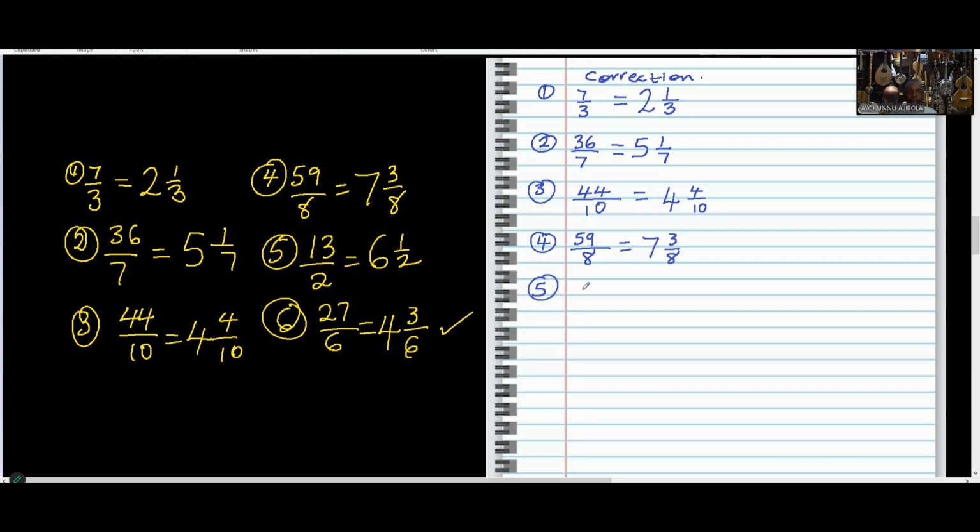Then number 5, we have 13 over 2 equal to 6. You can write a 6 to cover them. So 6, 1 over 2.